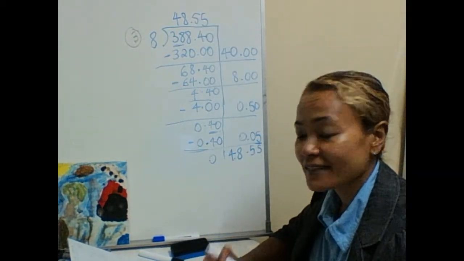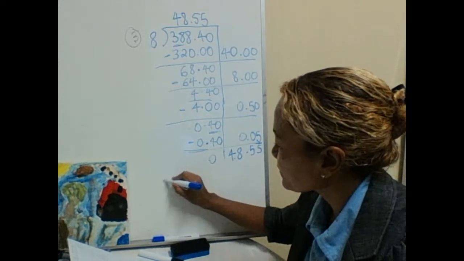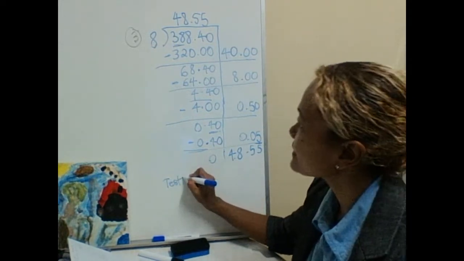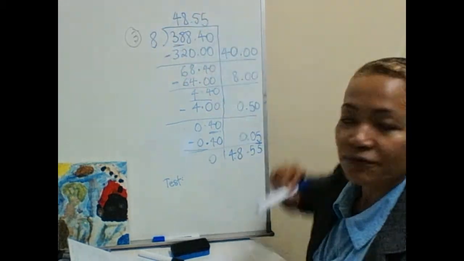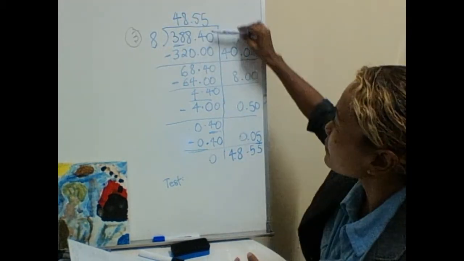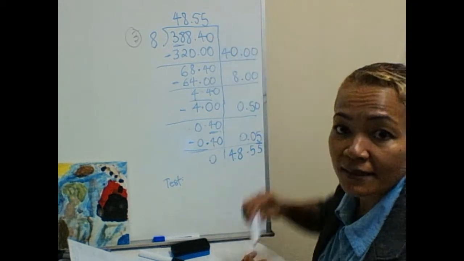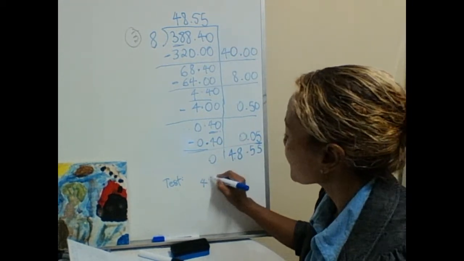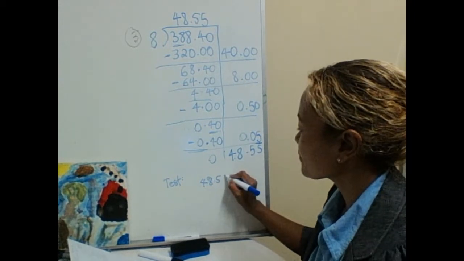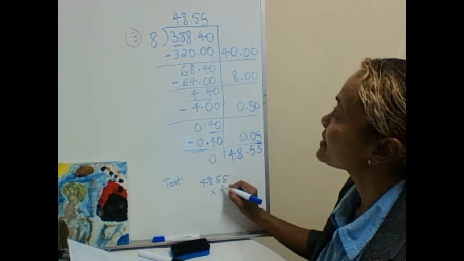It's always safe to test, right? So if you have time or you're feeling unsure, test. That's when you multiply the 8 and the 48.55 to see if you end up with the number you started out with. So 48.55 times 8.